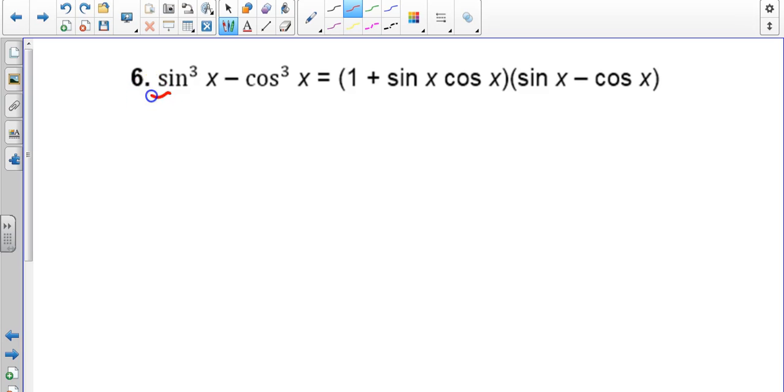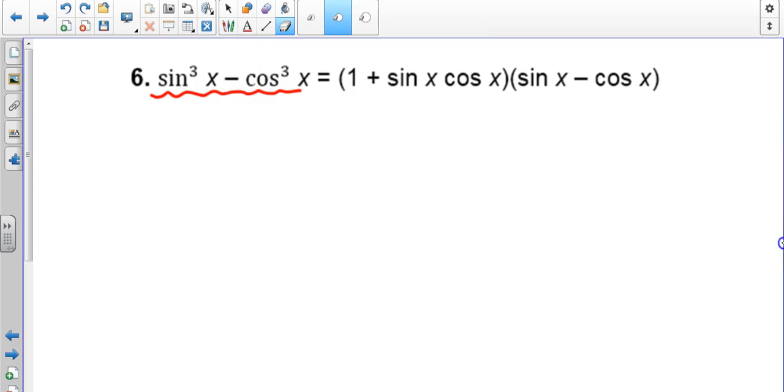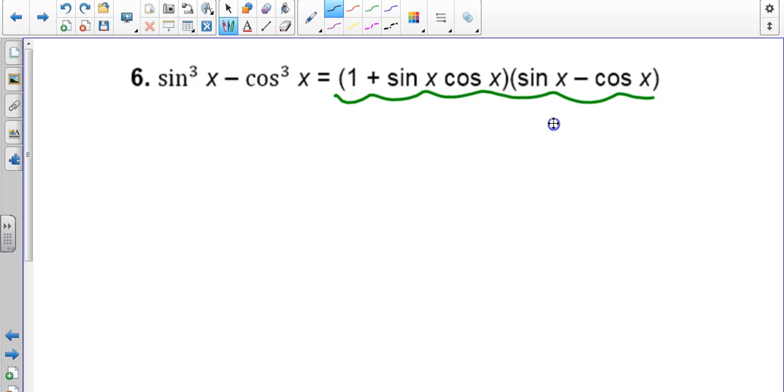Now, earlier today they asked me why can't we work with this side? And we can if you remember this. Do you remember factoring this? Factors u minus v times u squared plus u times v plus v squared. Okay. That's fine. I'm good with not doing that. So we want to work with this side? This is a problem that I probably would not put on a test or quiz, honestly.